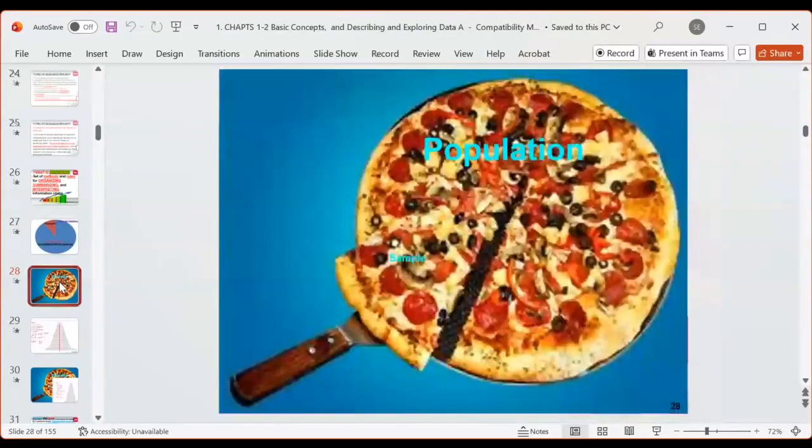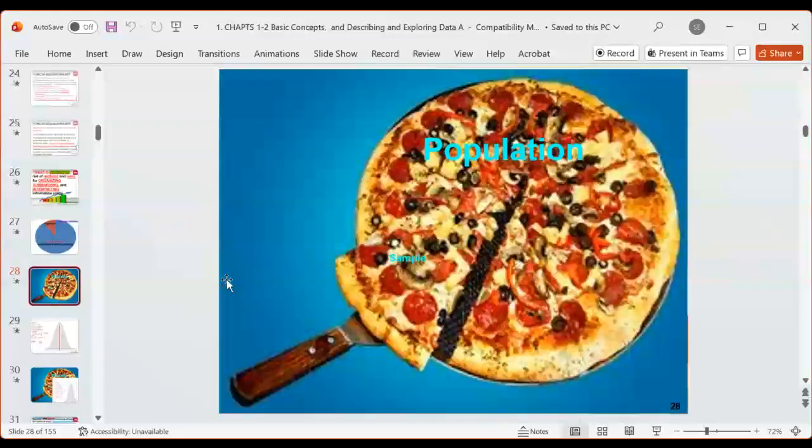So again, this is my analogy. The reason we're doing it is because here you're looking at a large pizza. Assume it's so large that no matter how hungry you are, you can't eat it. And that's what it's all about. It's not about eating the whole pizza, or working with the whole population. It's about taking a sample and making a decision about the population.